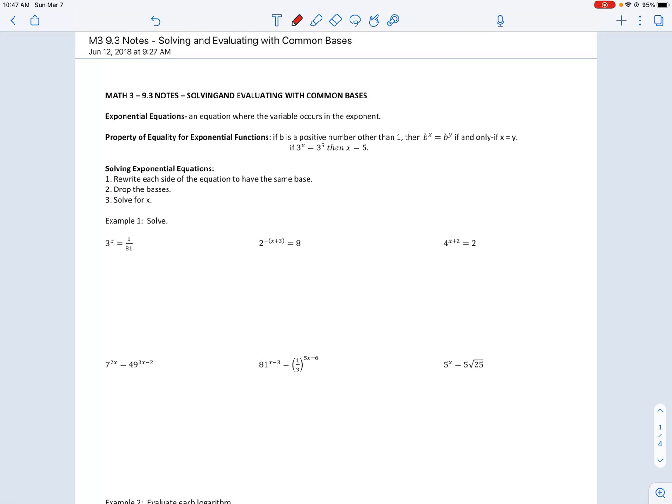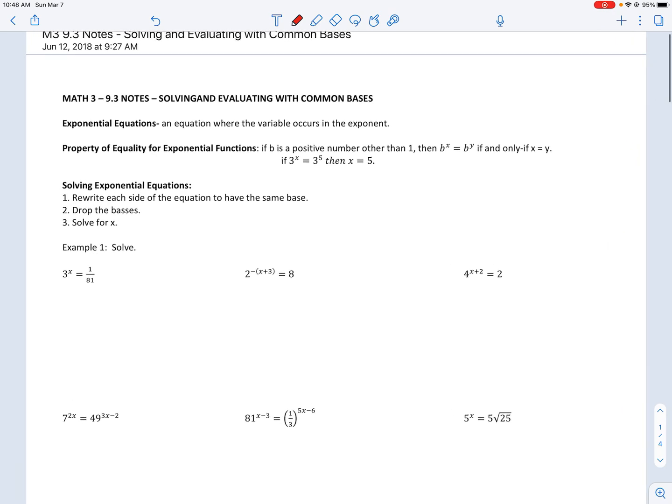Hello. Today we are doing notes 9.3, solving and evaluating with common bases. So an exponential equation is an equation where the variable occurs in the exponent. For example, 5 to the x equals 25. That is an exponential equation.